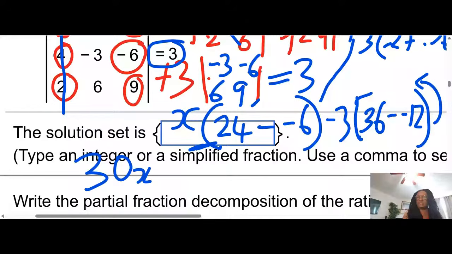Then I have minus right here. So minus is actually 48 times 3. So 48 times 3 should give me 144.